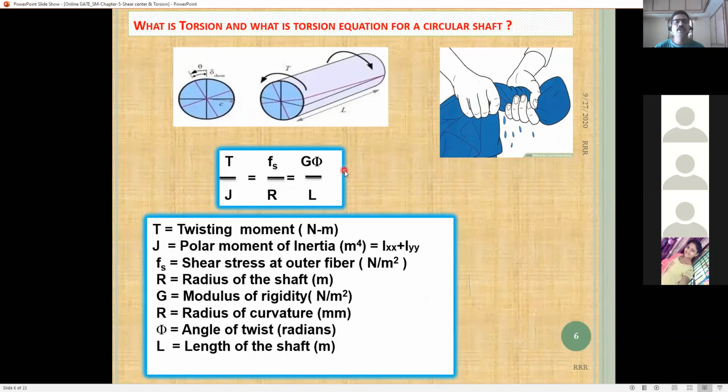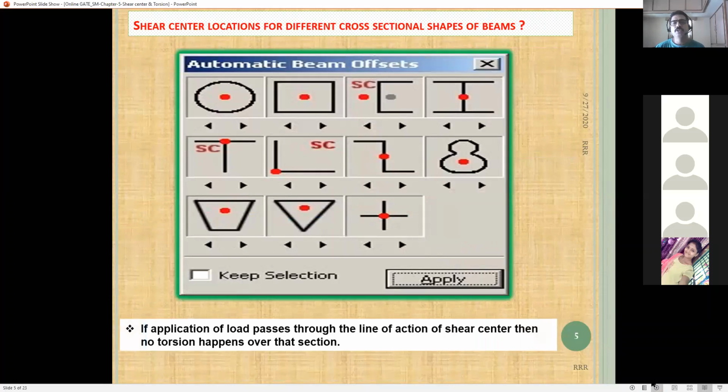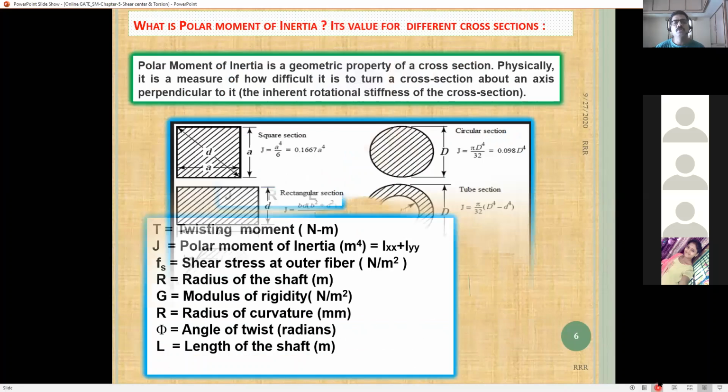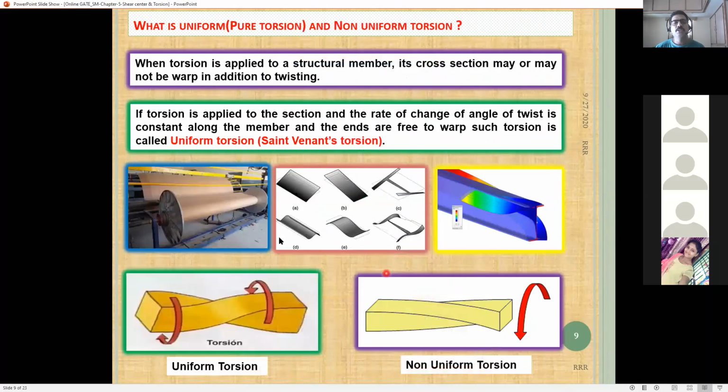And you also require the concepts I have already given in my slides. What are the concepts of shear center and torsion? What is torsion and all? So if you understand these concepts and figures, you can understand the concept as well as the problems.